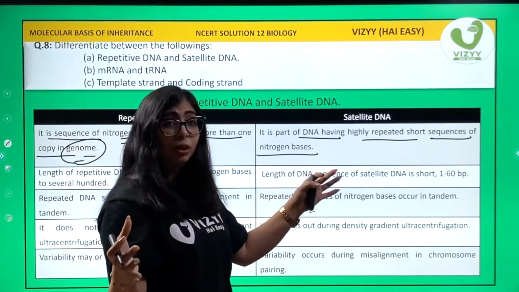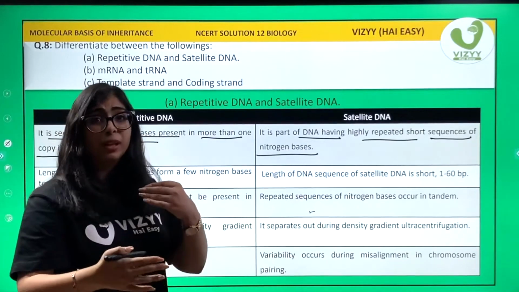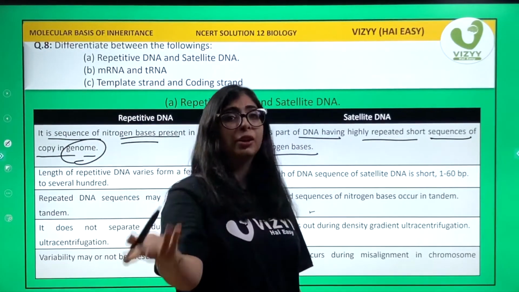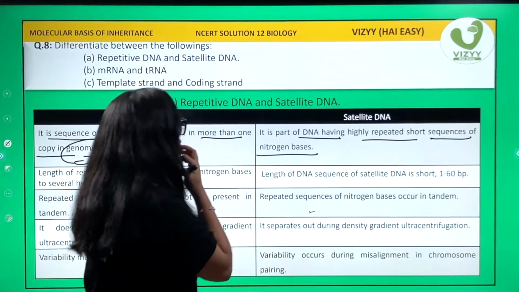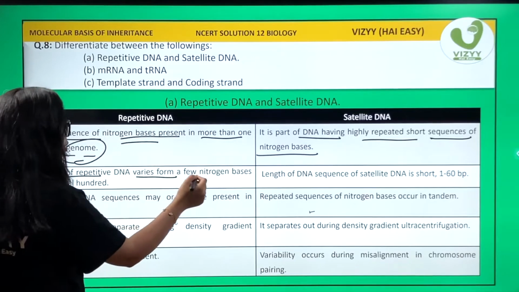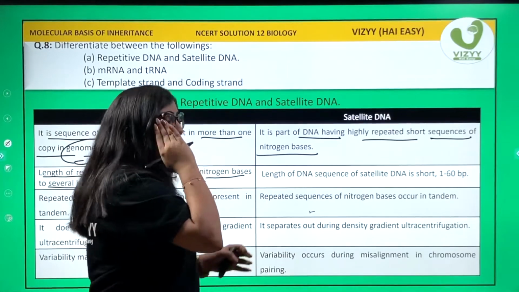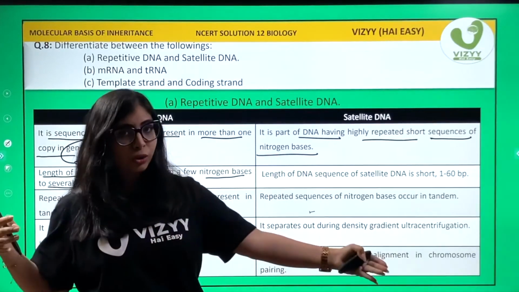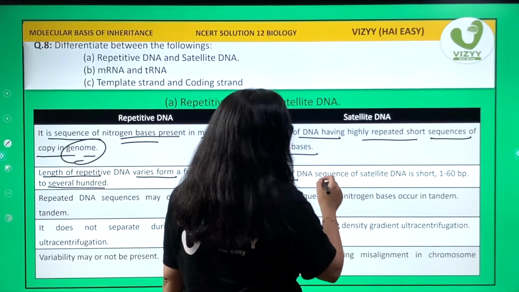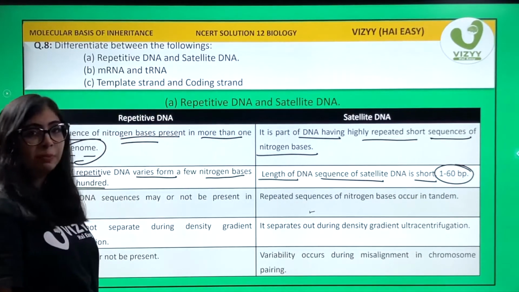Okay. So, what is the major difference? This is a sequence that is present in more than one copy in the entire genome, whereas satellite DNA is a part of DNA. Now we'll go for the length. The length of repetitive DNA varies from a few nitrogen bases to several hundreds of them. Okay, so it is a long chain. Now, the sequence of satellite DNA is short, and it is mainly 1 to 60 base pairs long.